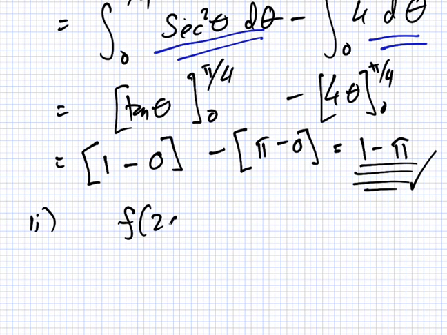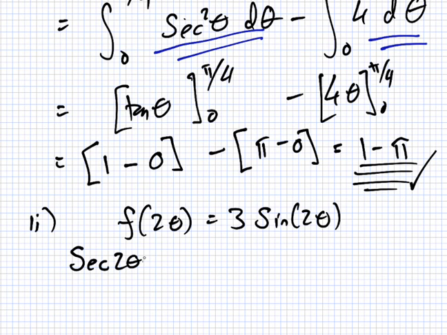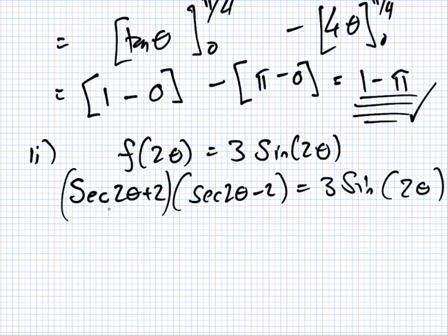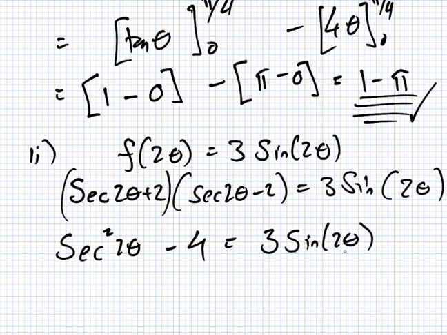Solve f(2 theta) equals 3 sine 2 theta. So f is still what it was a moment ago: (sec 2 theta plus 2)(sec 2 theta minus 2) equals 3 sine 2 theta. We should multiply it like we did last time. So this ended up being sec squared 2 theta minus 4 equals 3 sine 2 theta.